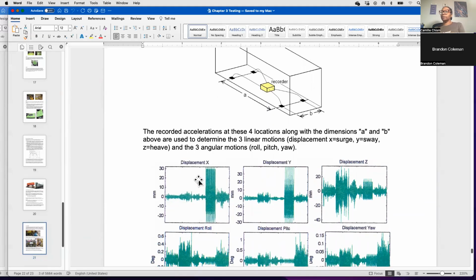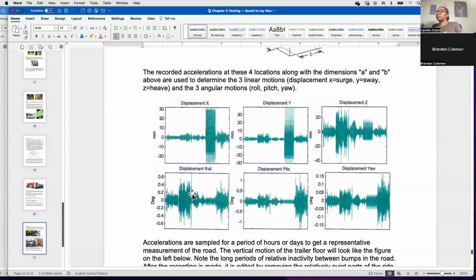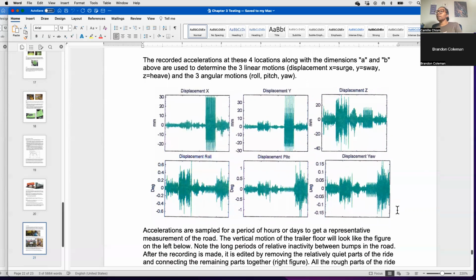This is standing for the surge. All the ones that say X, Y is going to be sway, and then the Z is going to be heave. And then the last 3 are going to be the roll, the pitch, and the yaw. So this is what these different profiles look like, as you go through the movements that simulate a truck. And you can see that X and Y are fairly similar at this point.